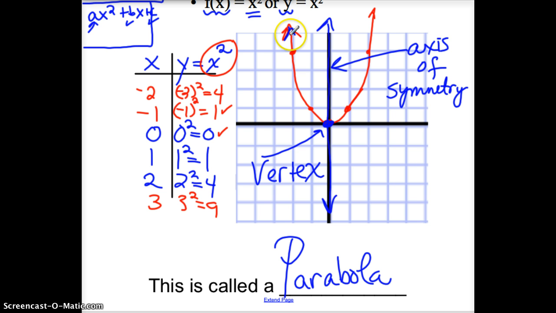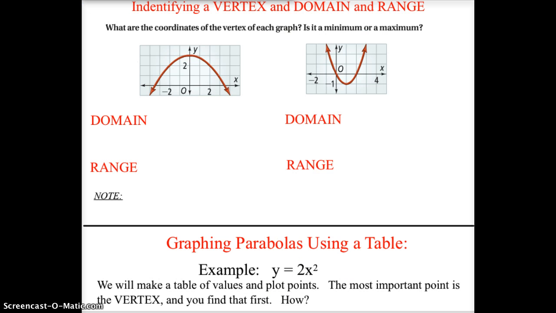And then we've just got what we call a parabola. So let's move on to the next page. Our first task is just going to be, can you tell me what the vertex is, what that turning point is? Then we're going to talk about two other things that we deal with on the graph, which are called the domain and range.